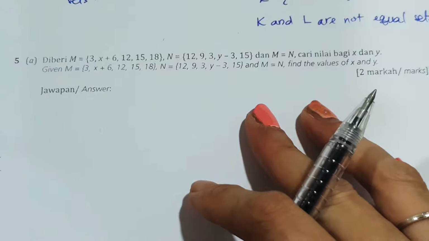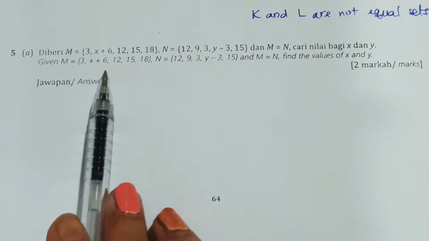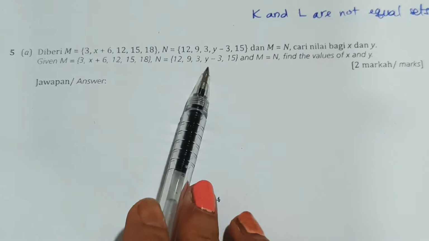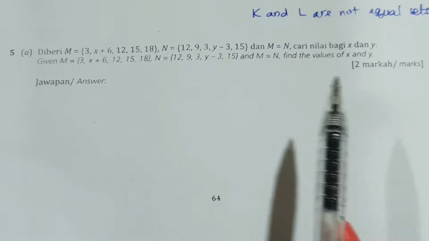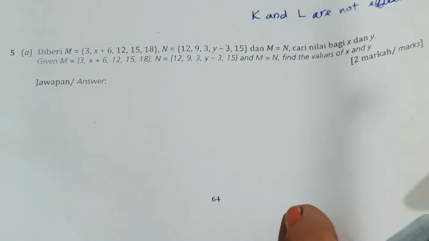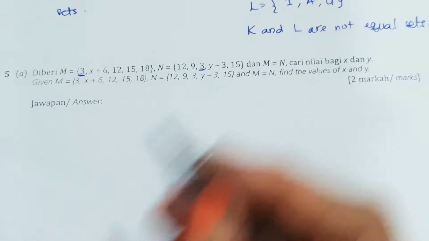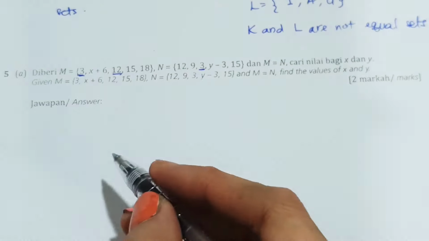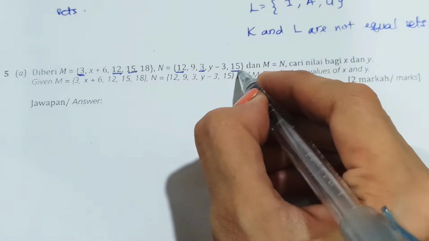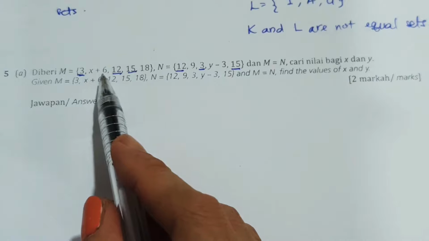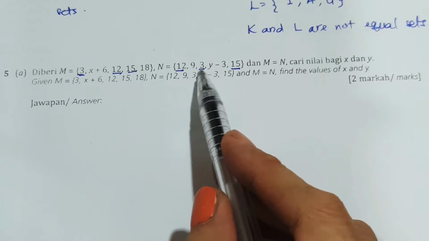Okay, next question, number 5. Given that M has these elements, and N, you're also given the elements. And we know that M equals N, that means they are equal sets. So let's pair them up to check who is equal to who. We have 3 here, and 3 here. And 12 here, and 12 here. And 15 here, and 15 here. Now we're left with x plus 6, 18 in M, and 9, y minus 3 in the set N.